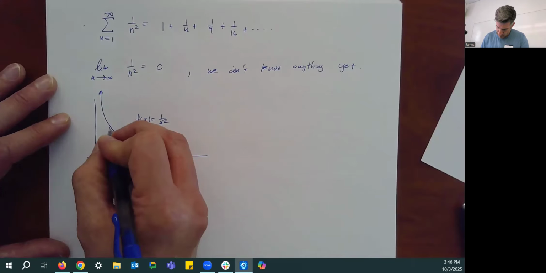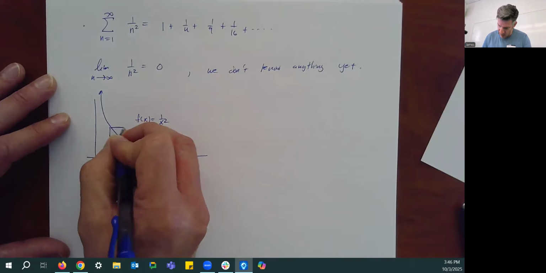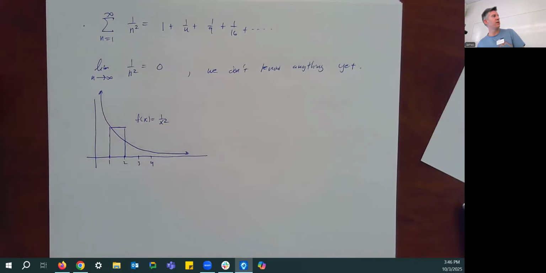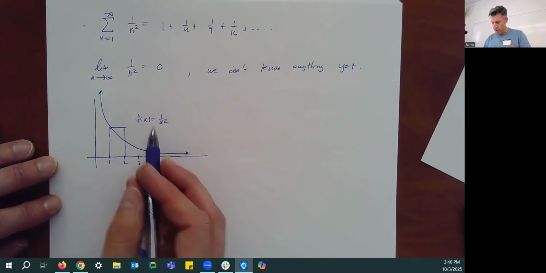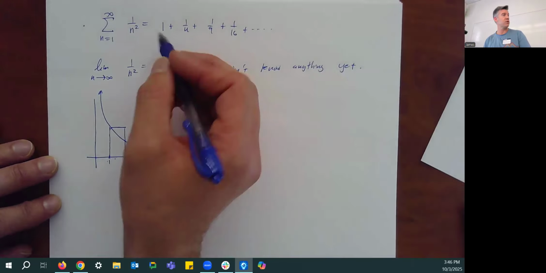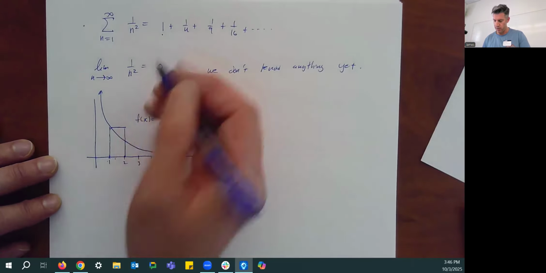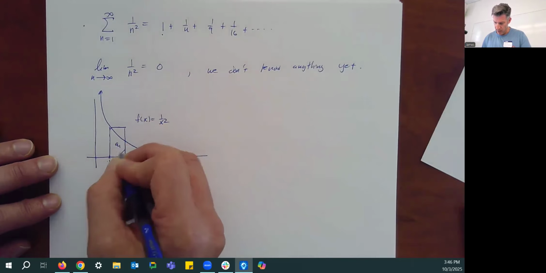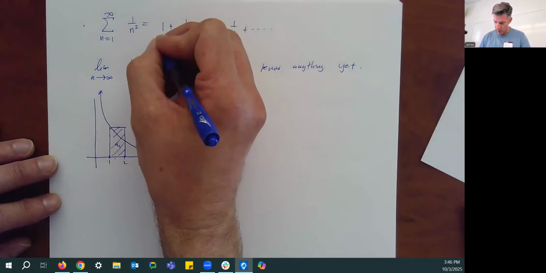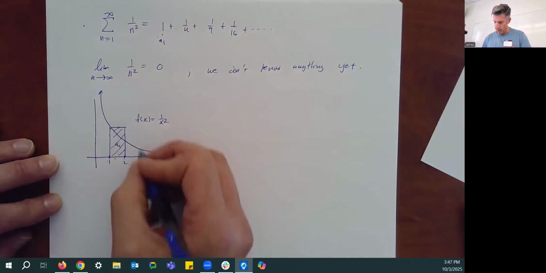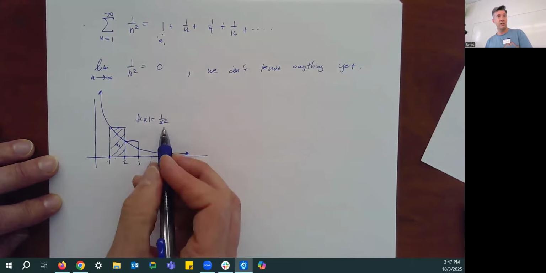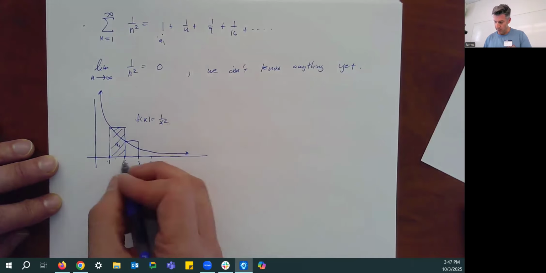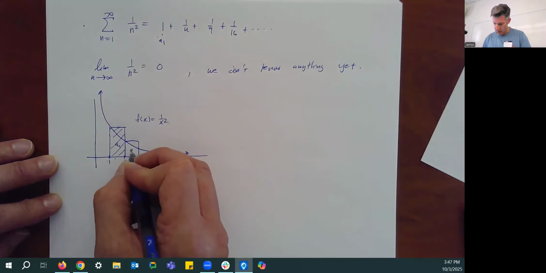So this rectangle, even though it doesn't look like it, the base and the height are the same. My base is 1. My height, if I plug in 1 to my function, is also 1. So this rectangle has an area of the first term of my series. This area here is my A1. And then this next rectangle, plugging into my function gives me 1 over 4. So this next rectangle has an area of 1 over 4. That's my A2.